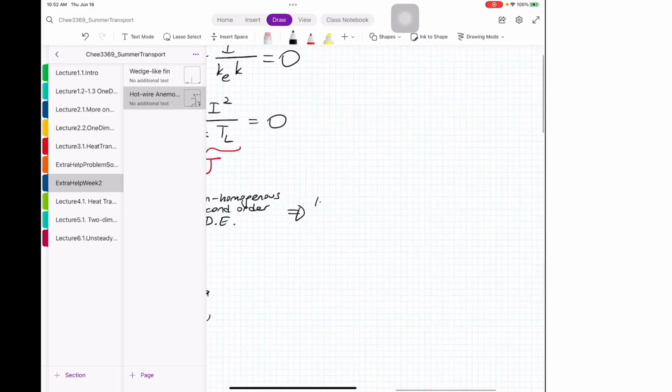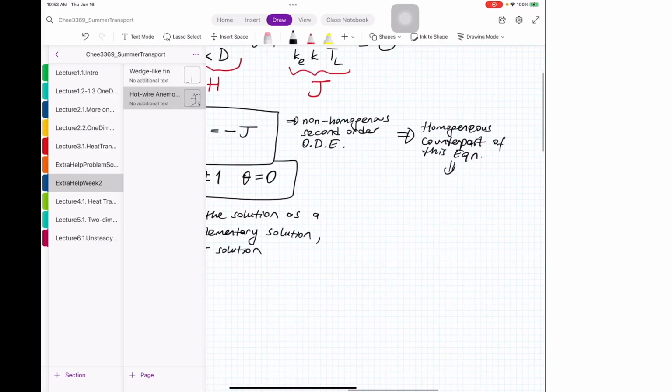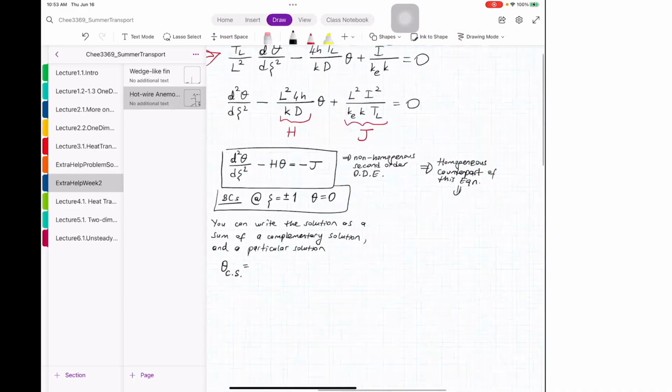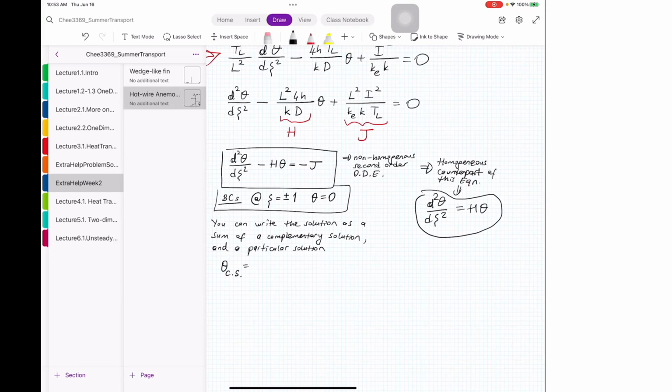Let's write it down. Homogeneous counterpart of this equation is the following. You just get rid of the j, which actually makes the inhomogeneity, right? d squared theta over d psi squared is equal to h theta, right? So you need to find the solution for this.